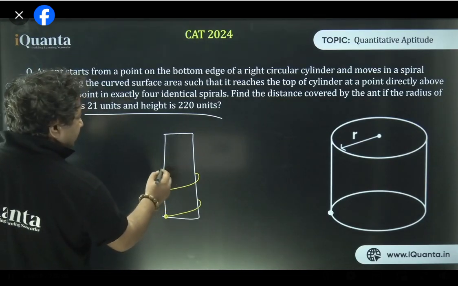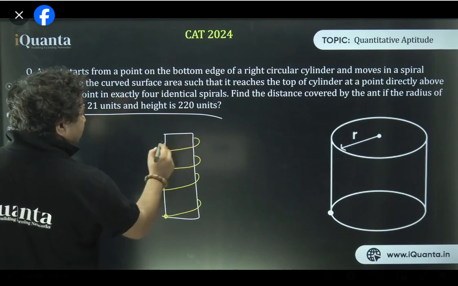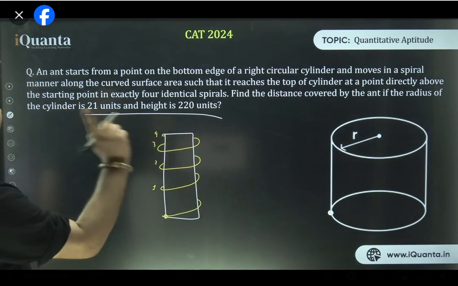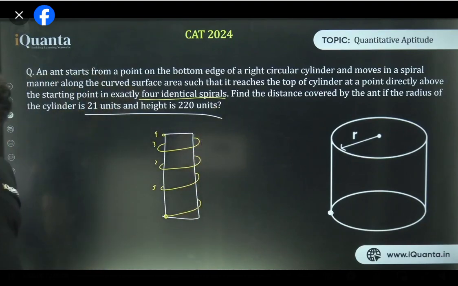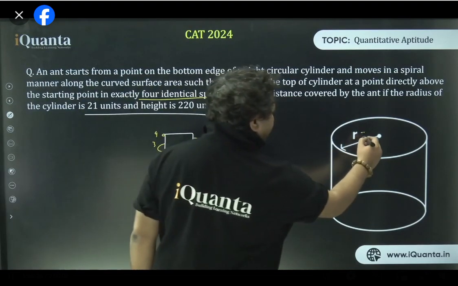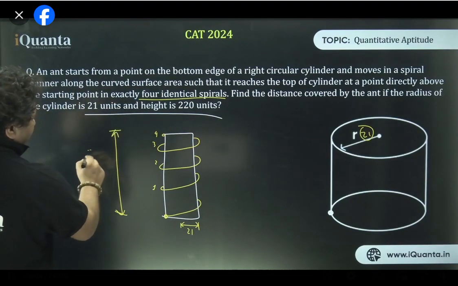Revolution number 1, it moved ahead. This is revolution number 2. More, this is revolution number 3, and it has reached over here. This is revolution number 4. Is that clear? So it moves in exactly 4 identical spirals. Question clear, everyone? Okay. The radius is 21 units. This thing is 21 units. And the height, this height is 220 units.